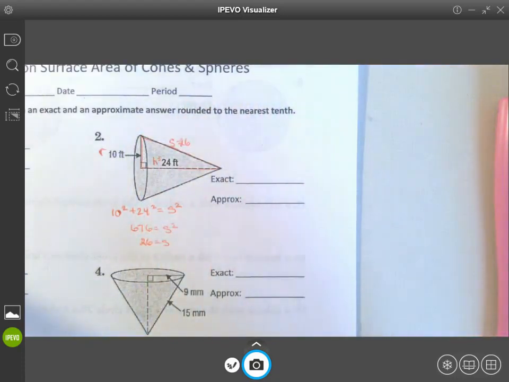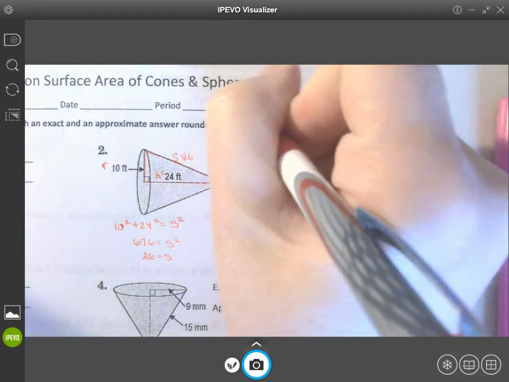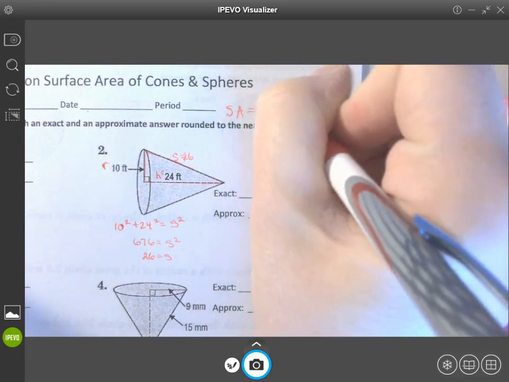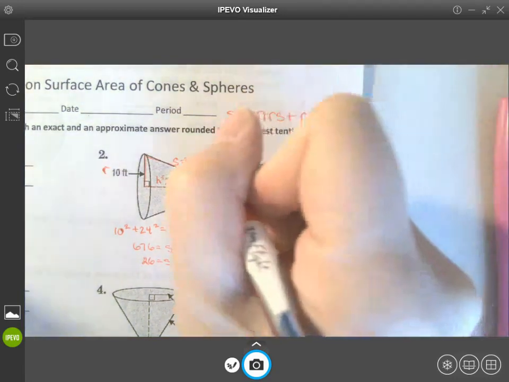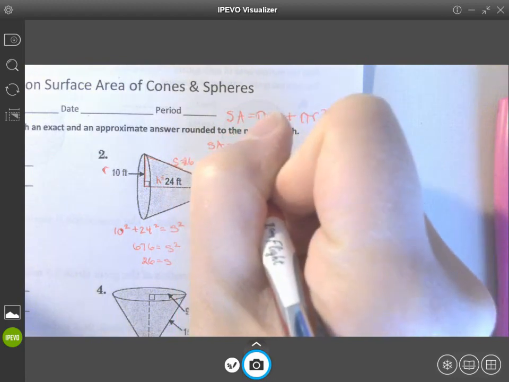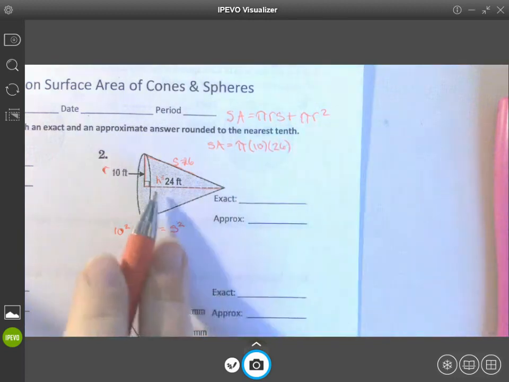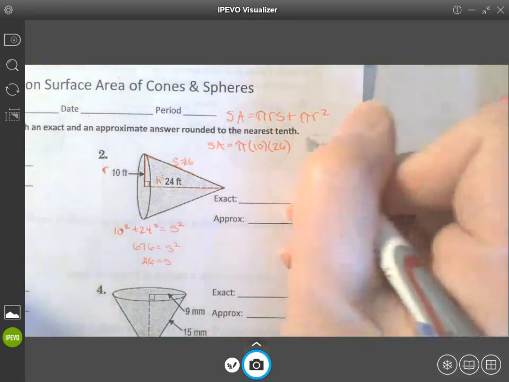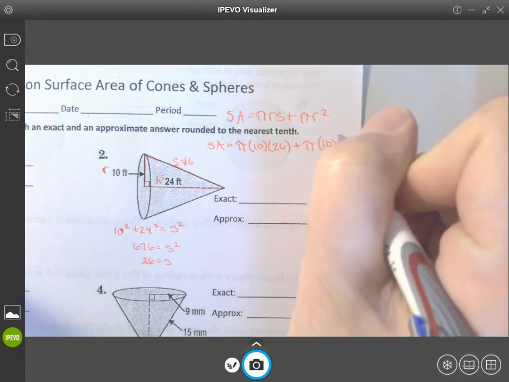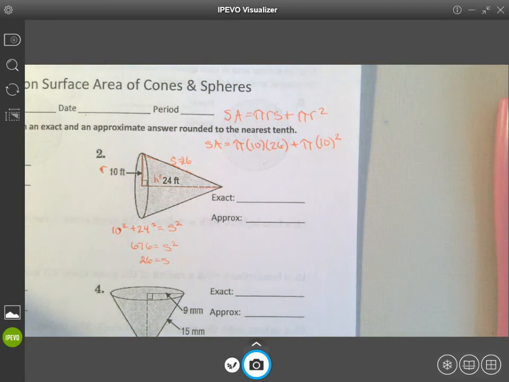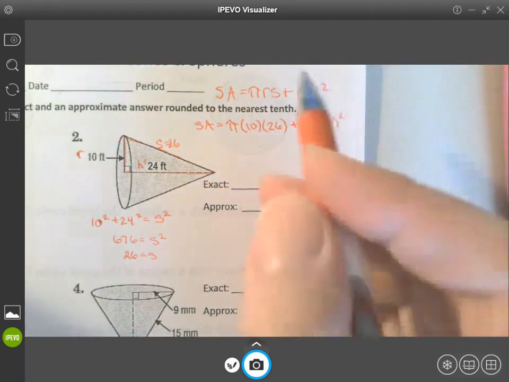All right, so now that we've got that, we're going to put it in our formula. Now remember, our formula, I'm going to transfer it here, is pi rs plus pi r squared. So I'm just filling it in. So to find the surface area, I'm doing pi times the radius, 10, times the slant height, 26. I'm really not using that 24 again at this point. Plus pi times the radius, 10 squared. Now, I know it's easy just to want to plop all this in the calculator, but they want the exact answer. So we are going to put the parts in.